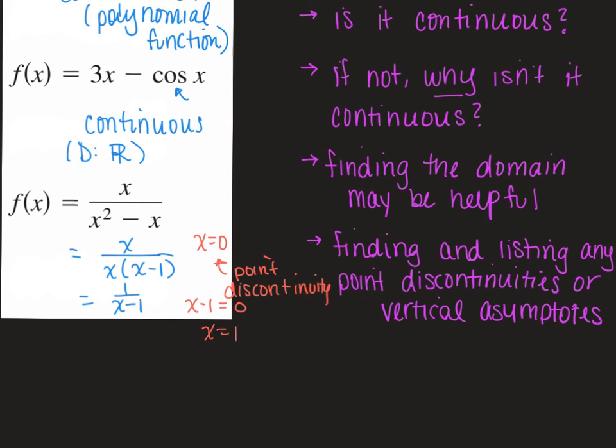So we're going to solve. We get x equals 1. We're going to have a vertical asymptote at 1. At x equals 1. So we have point discontinuity at x equals 0.